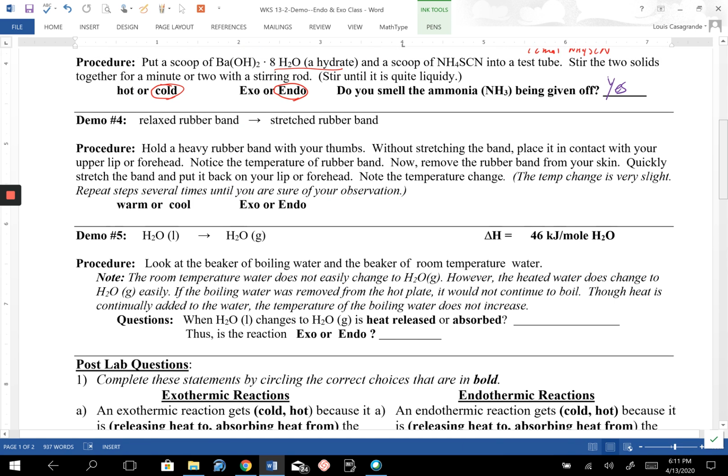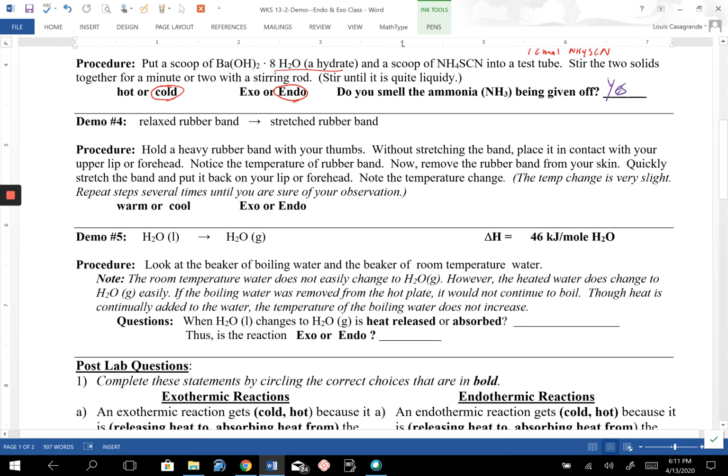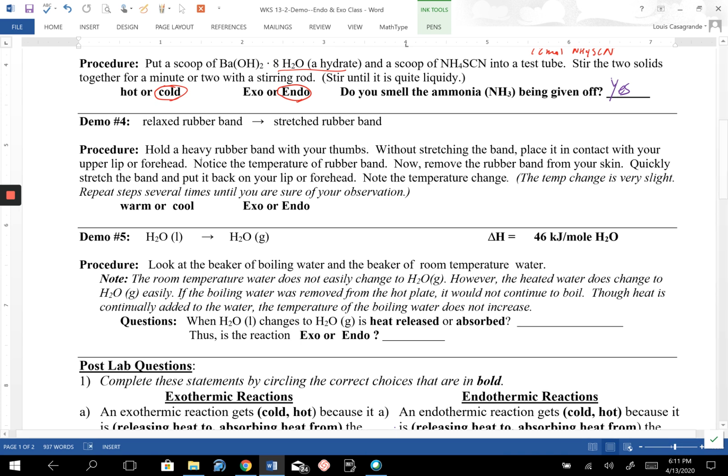Okay, let's see if this is going to stay this time around. So you want that heavy rubber band, so a thick one, at least 1/4 of an inch thick if you have one of those. And put it in contact with either your upper lip or your forehead, and it should feel like room temperature.